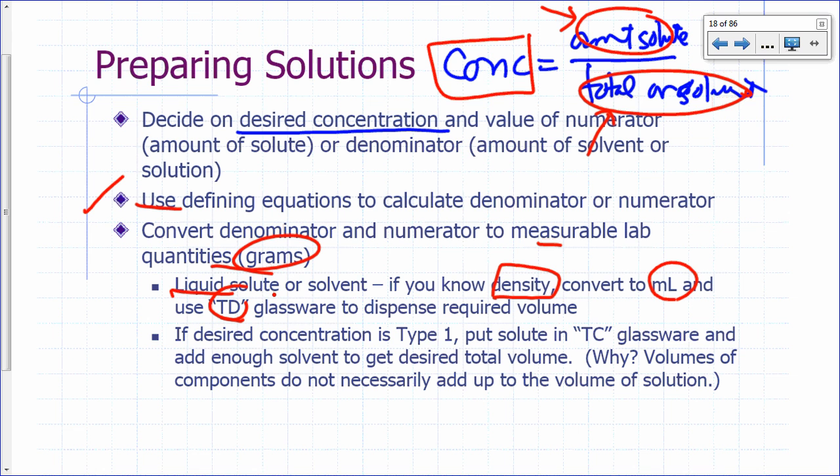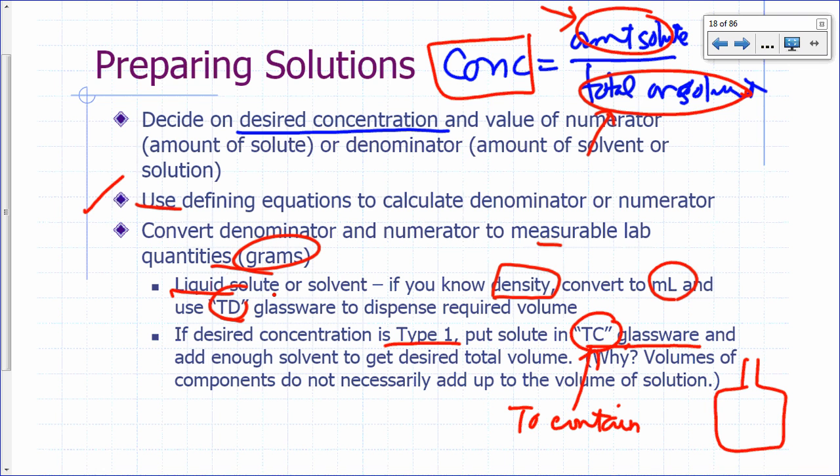Now, if your desired concentration is of type 1, remember type 1, your denominator would be volume of solution. What you would have to do is put your solute in a piece of glassware that's marked TC. TC means to contain. An example of that is a volumetric flask. So you put however much solute you need there, and then just bring it up to the mark. Add enough water, if you're doing an aqueous solution, to get to the correct total volume.